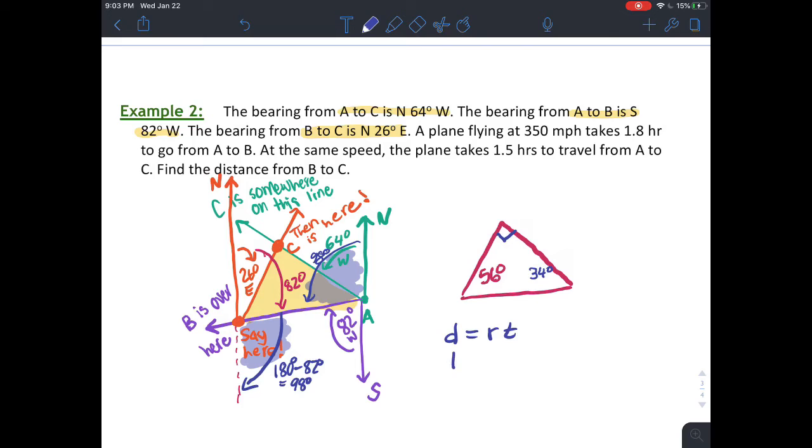Things that we know for lengthwise, we know distance equals rate times time, and they told us it takes 1.8 hours at 350 miles an hour to go from point A to point B. So if you multiply those together, you can get your side length in your triangle is 630 miles between point A and point B. So our hypotenuse that we drew down there is 630 miles.